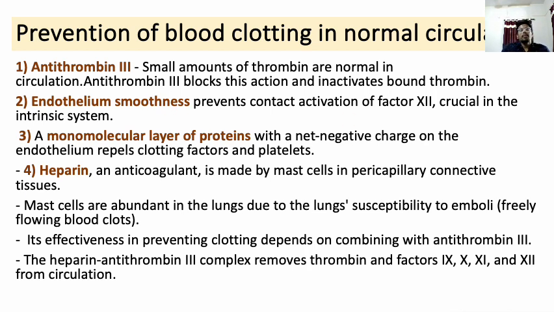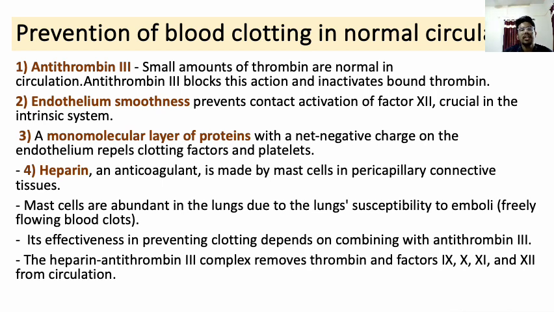And in the normal circulation, how is the clotting prevented? I already said that antithrombin 3 is a natural anticoagulant. Okay, so antithrombin 3 is present. A small amount of thrombin is normally present in the circulation. So antithrombin 3 blocks this action and inactivates the bound thrombin.